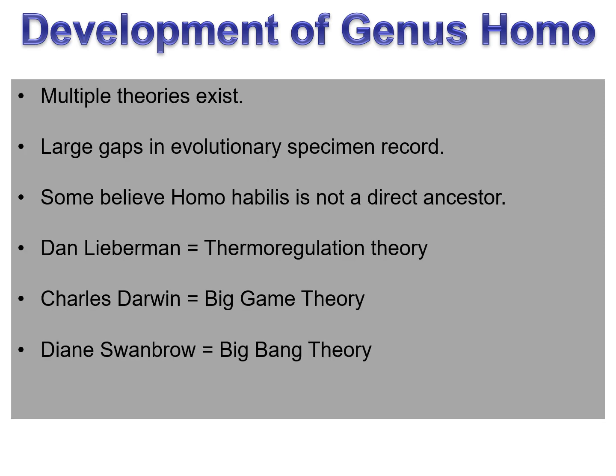So if we look at some of the other theories behind the development of the genus Homo, there's quite a few that exist. And remember that there are large gaps in the evolutionary specimen record, right? So some believe Homo habilis is not even a direct ancestor. But to look at a couple of these, we have Dan Lieberman's thermoregulation theory. Dan Lieberman comes from Harvard. Of course, we have good old big Grandpappy Darwin that came up with the big game hunting theory. And then we also have Diane Swanbro coming up with the Big Bang theory for the development of the genus Homo.